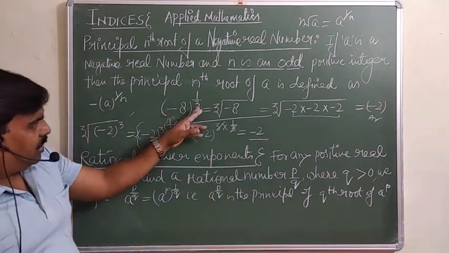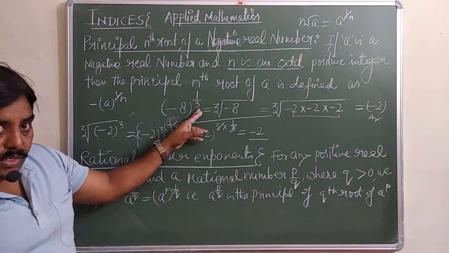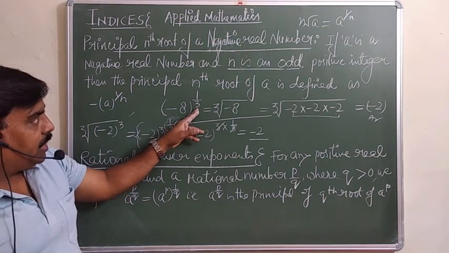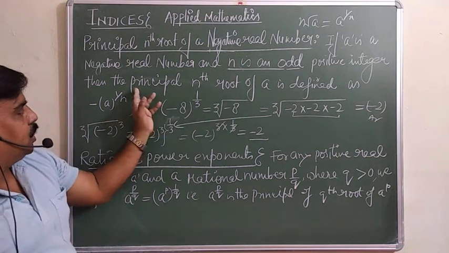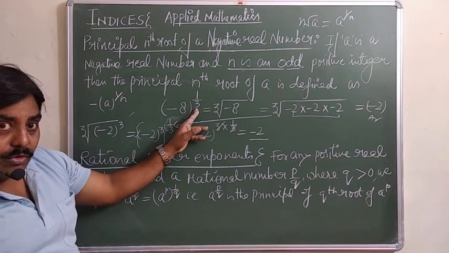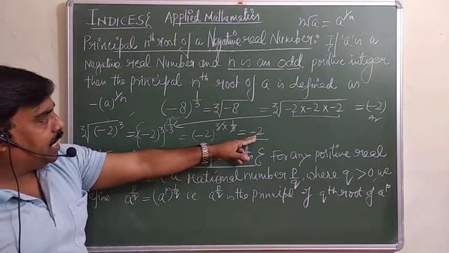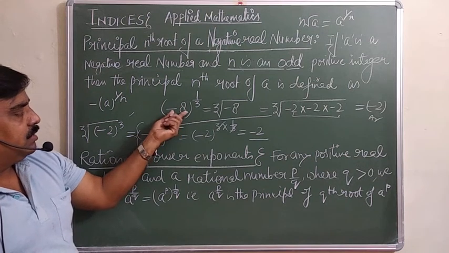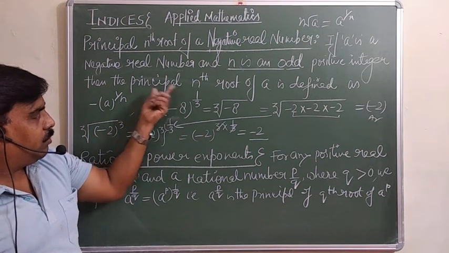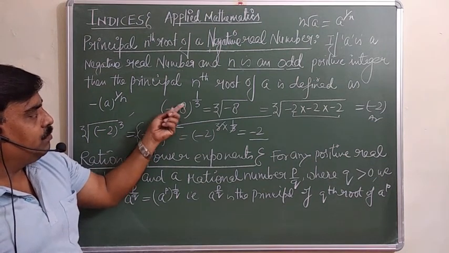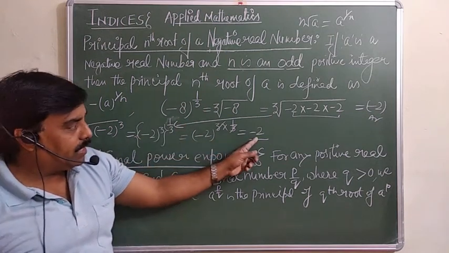So if an odd exponent is given here, for the principal nth root, with odd n, you will get the negative value. If you are taking the principal nth root of any negative integer, you will get a negative.